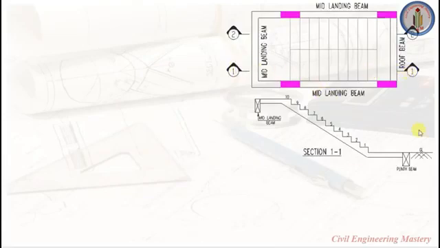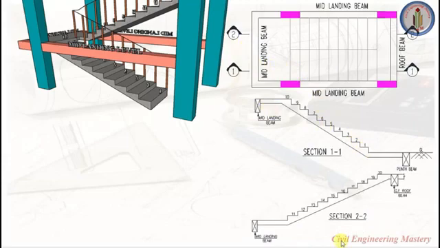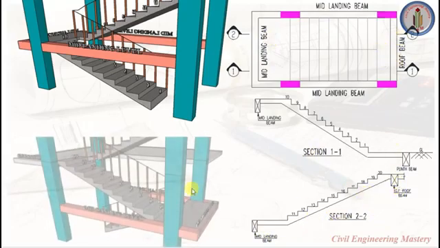If you take the section 1, it is starting from the ground level. This first flight is starting from the ground level and it is reaching the mid landing level. If you take this 3D view, the first flight is starting from the ground level and reaching the mid landing level. So here this mid landing beam is the support for the first flight. If you take the section 2, again it is starting from the mid landing level and it is reaching the first floor level. So here the roof beam is the support for the second flight.